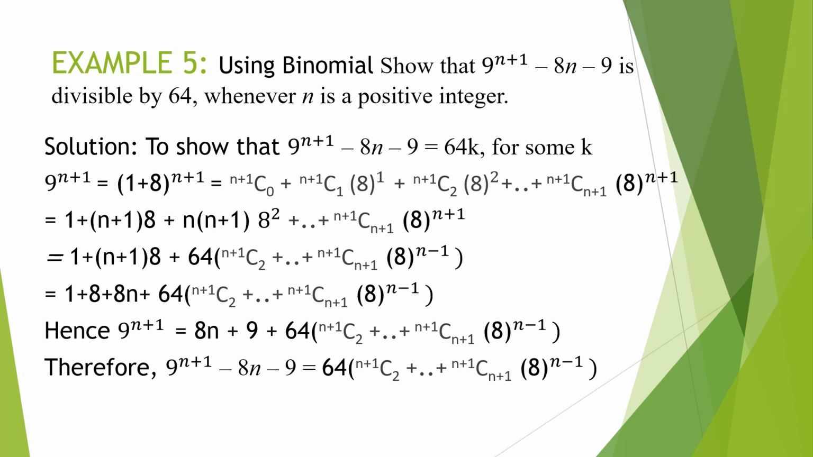So what you are having is now 9 raised to n plus 1 is equal to 1 plus 8, that is 9, means 9 plus 8n, plus 64 into some terms. So you can say 9 raised to n plus 1 minus 8n minus 9 is equal to 64 into some positive terms. So we can say that 9 raised to n plus 1 minus 8n minus 9 is divisible by 64.